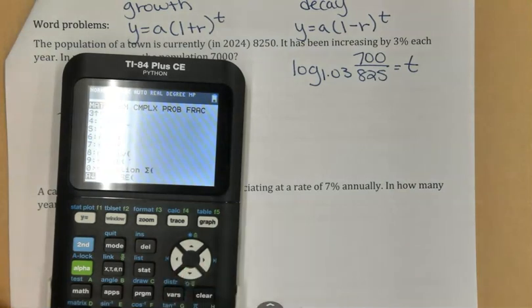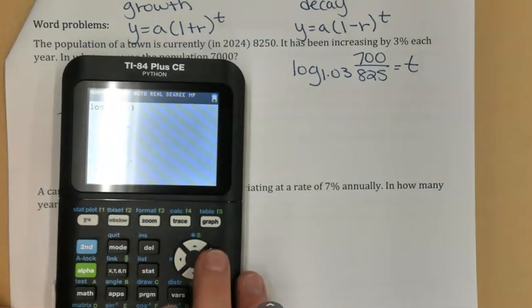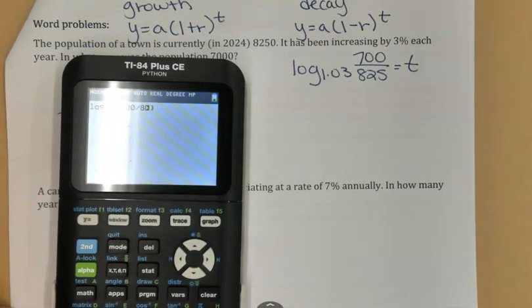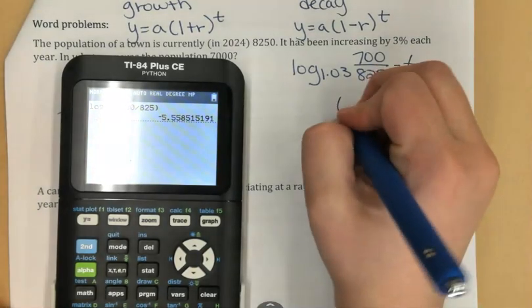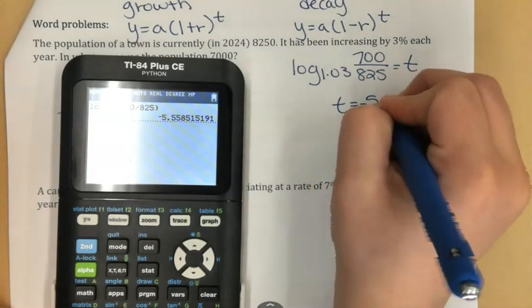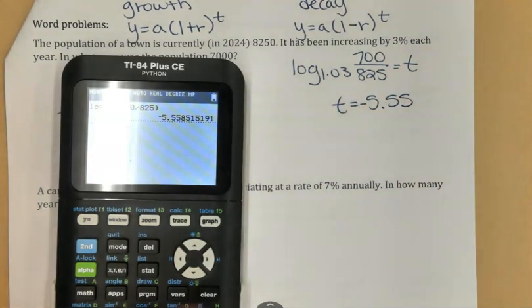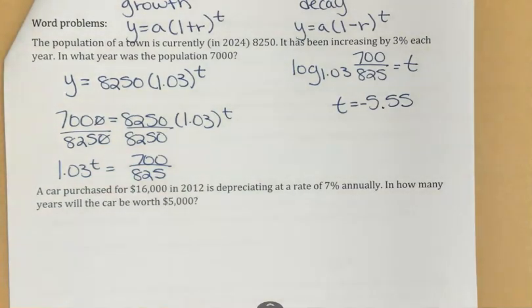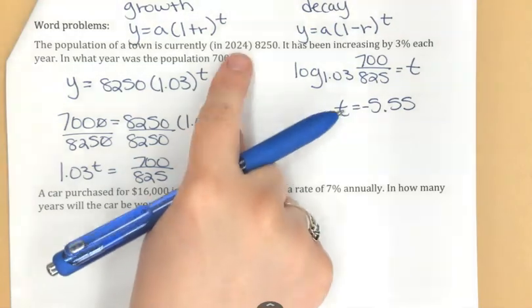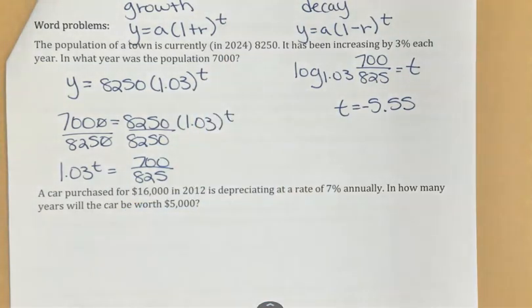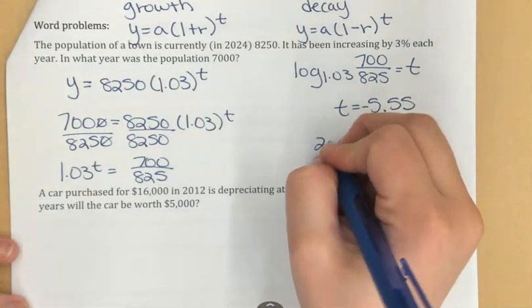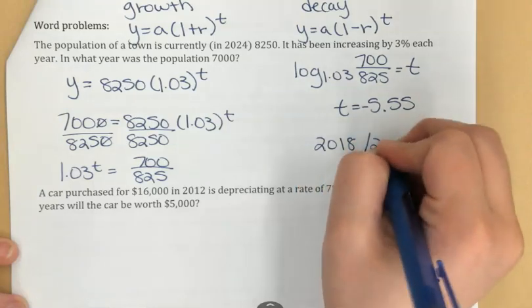Go down to log base, and I get negative 5.55-ish. So this means that at about 5.5 years in the past, from 2024, was when the population was 7,000. So this is going to be sometime between 2018 and 2019.